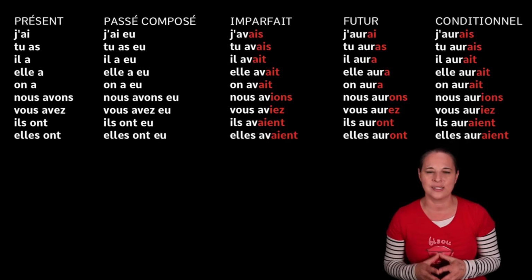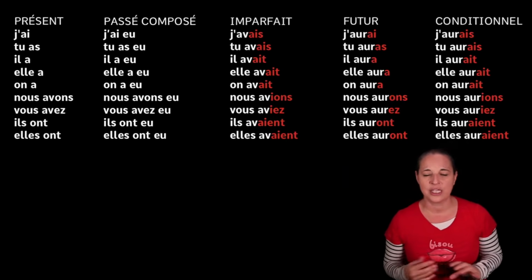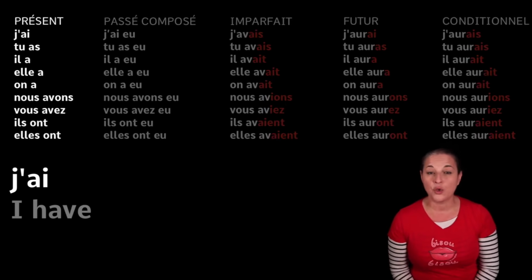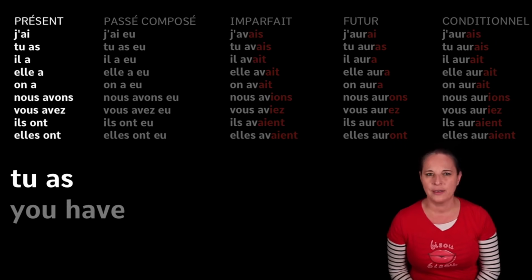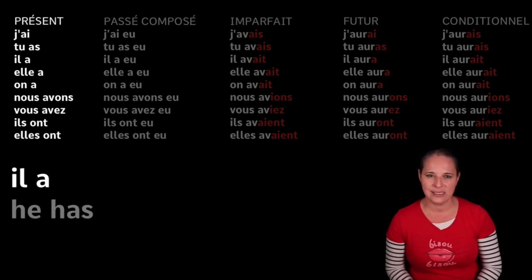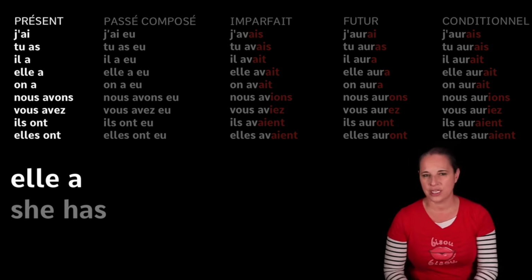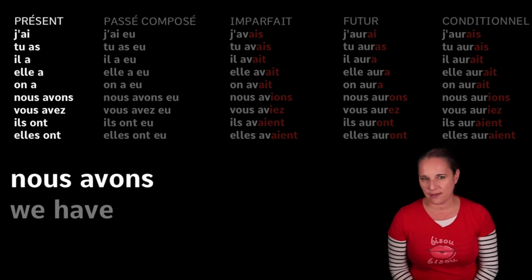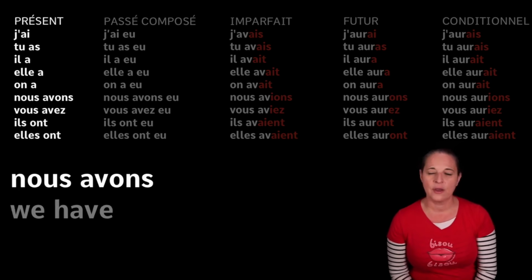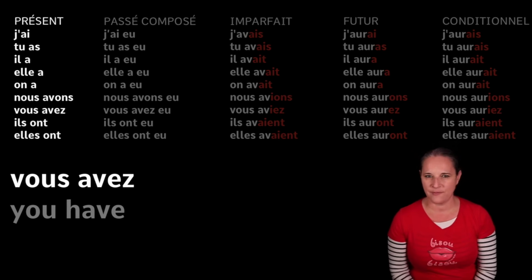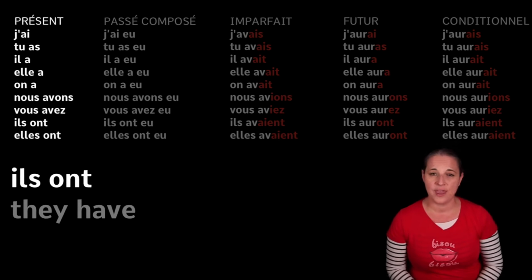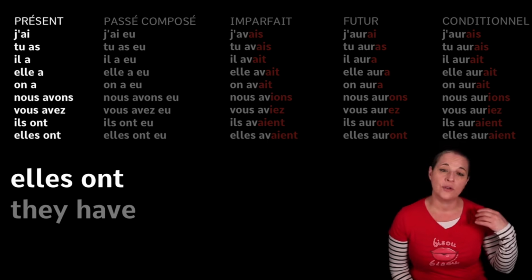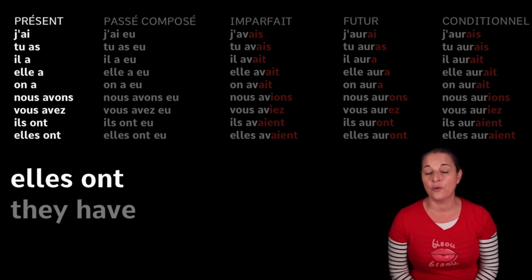We are going to learn how to say I have, you have, she has. Okay, so it is j'ai, I have, tu as, you have, il a, he has, elle a, she has, on a, one has, nous avons, we have, vous avez, you have, ils ont, they have, elles ont, they have. Okay, elles ont, the last one being the plural feminine.